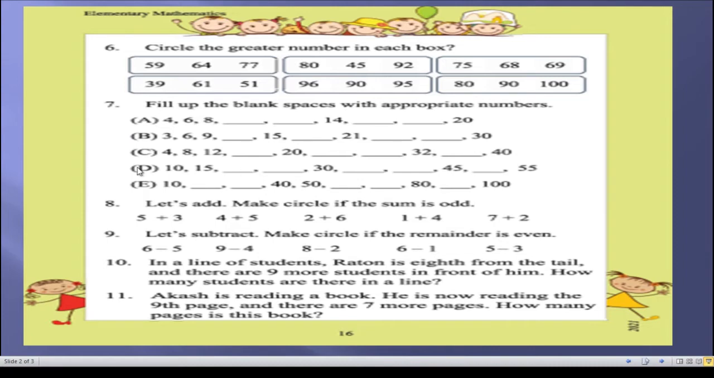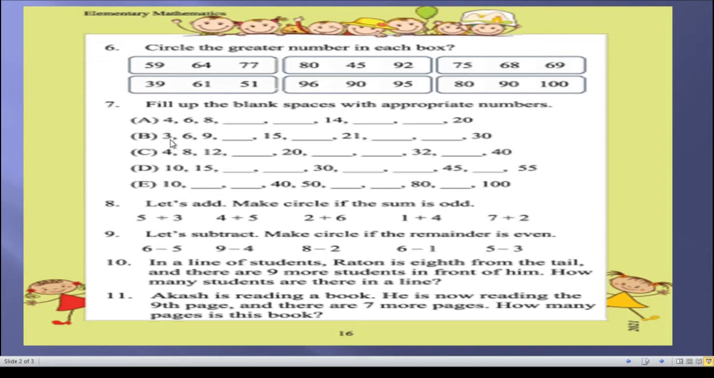So when we solve question number B, we can see that the first number is 3, then 6, then 9, then there is a gap, and there is 15, and there is a gap, and there is 21, and there are 2 gaps, and finally there is 30. So what will be in these gaps? First of all we should think deeply about what pattern is hidden behind these types of numbers.